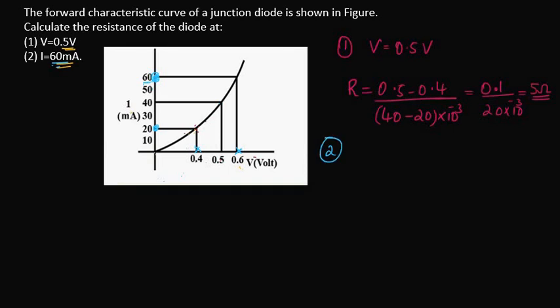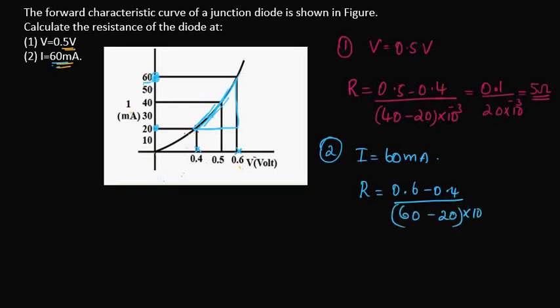So for the second part of the question, the current is 60 milliampere and the resistance will be, we can draw a triangle and the slope will give you the value of the resistance. This is a curve. We are assuming we are drawing a tangent to the curve and we are calculating the slope of the tangent. So resistance will be equal to 0.6 minus 0.4 divided by the difference in the current value, 60 minus 20 into 10 to the power minus 3. Once we solve this, we will be getting 5.